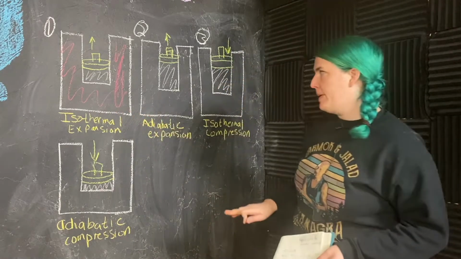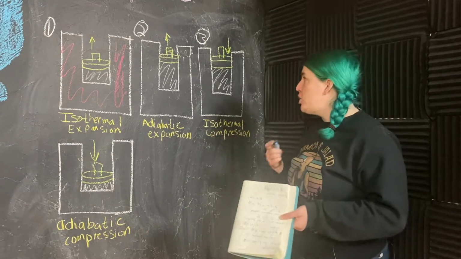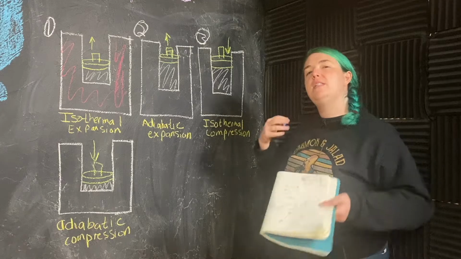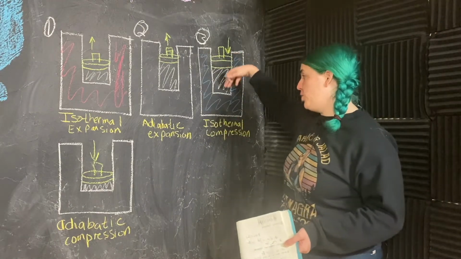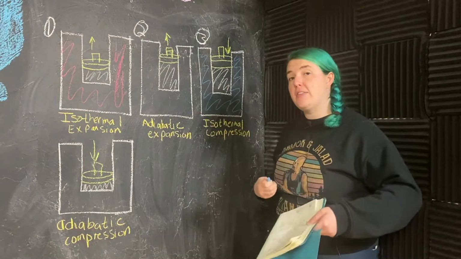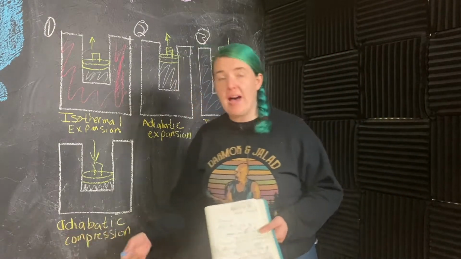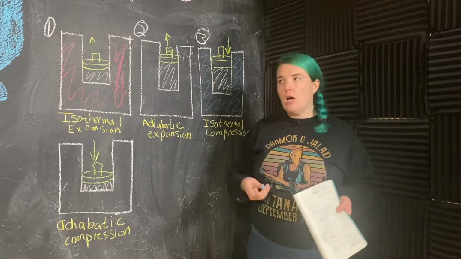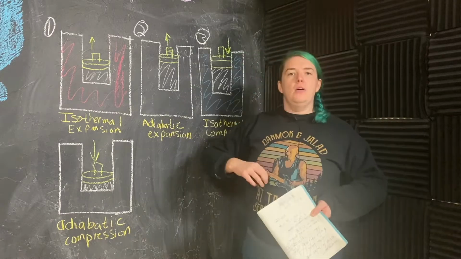So isothermal expansion, adiabatic expansion, then in this isothermal compression, my reservoir is now relatively cool. And then that cooling causes the gas to compress. Again, we break that down into isothermal compression and then adiabatic compression. So I think that's all I need blue and red chalk for.